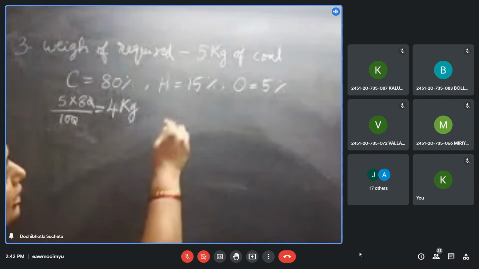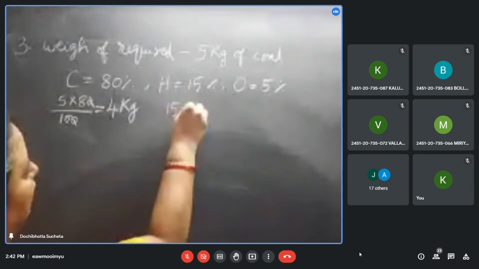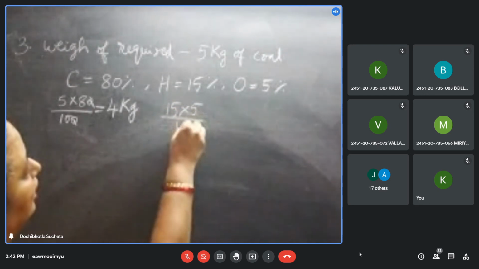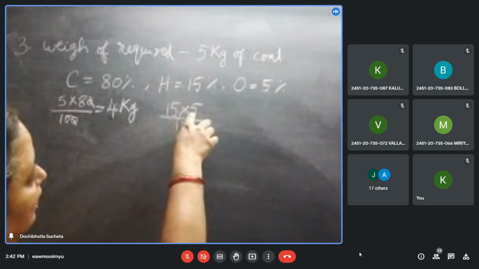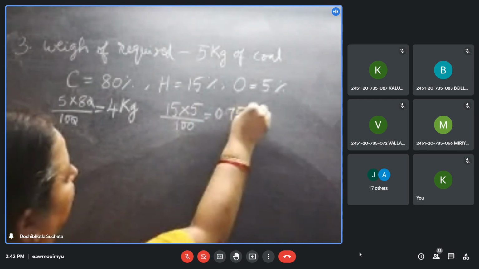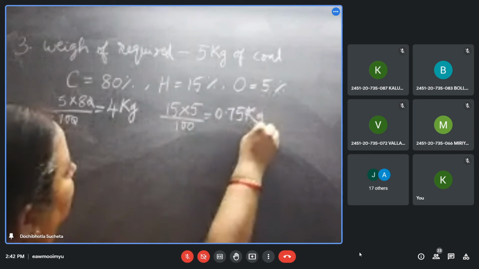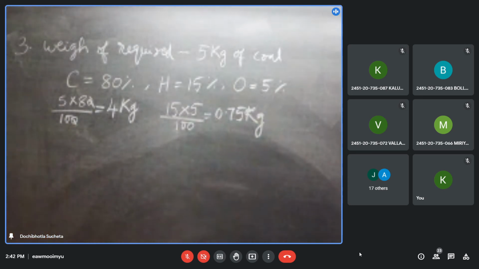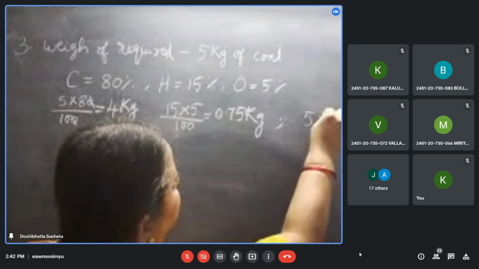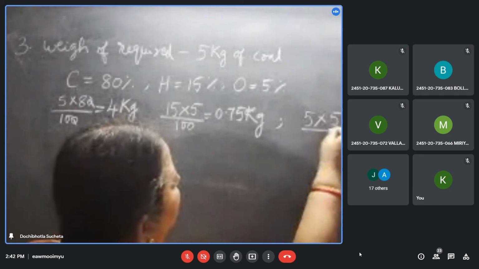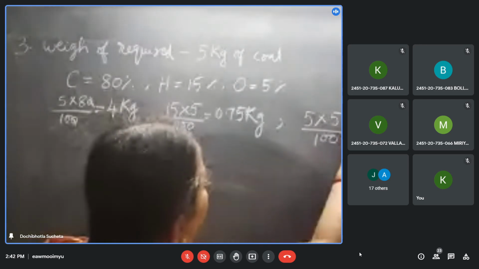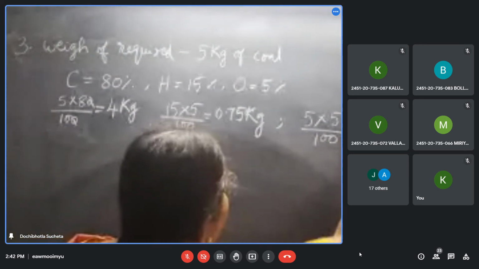For hydrogen, the calculation is simple again. 15 into 5 divided by 100. 15 5s are 75 divided by 100 will be equal to 0.75 kgs. The rest all is oxygen. Therefore, the amount of oxygen is 5 into 5 divided by 100. That will be equal to 0.25 kg.